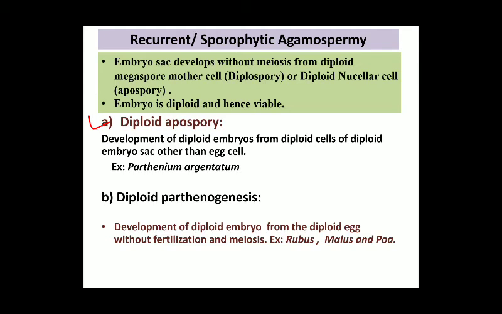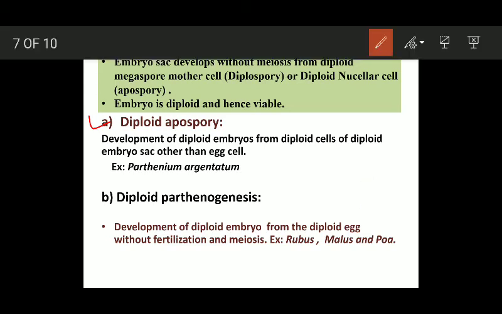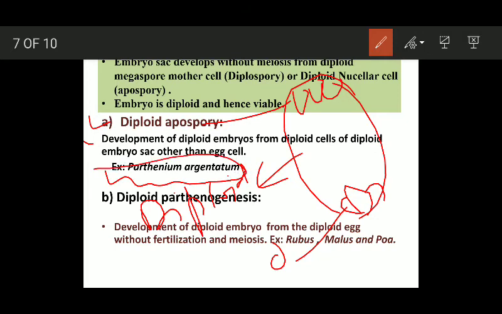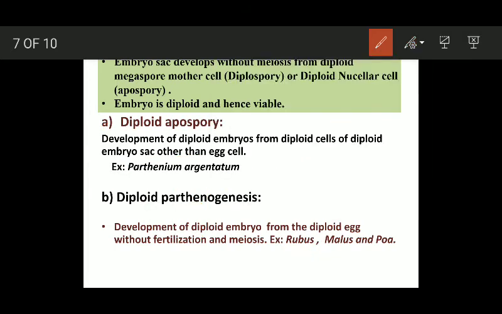व्हाट इज डिप्लॉयड एपोस्पोरी? डिप्लॉयड एपोस्पोरी मीन्स डेवलपमेंट ऑफ एम्ब्रियो from diploid cells of diploid embryo sac other than the egg cell. You have this diploid embryo sac, it is diploid. Say for example, this antipodal cell which is diploid, or this synergid cell which is diploid, they give rise to embryos, diploid embryos. This process is known as diploid apospory. If any cell other than the egg cell gives rise to diploid embryo, this is known as diploid apospory. And diploid apospory occurs in Parthenium argentatum. Parthenium argentatum shows diploid apospory.